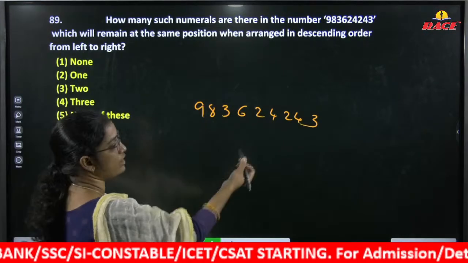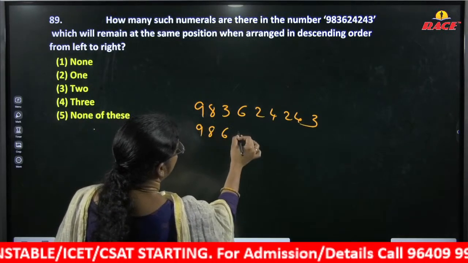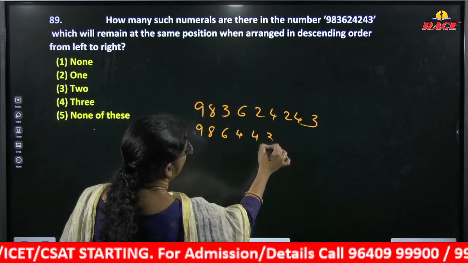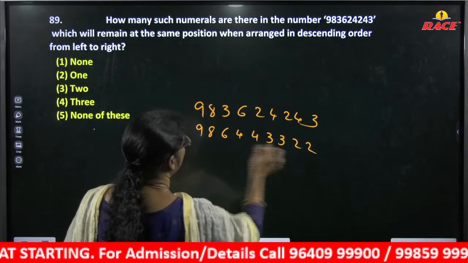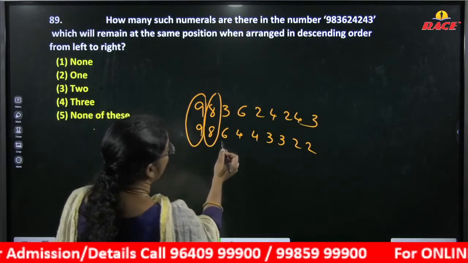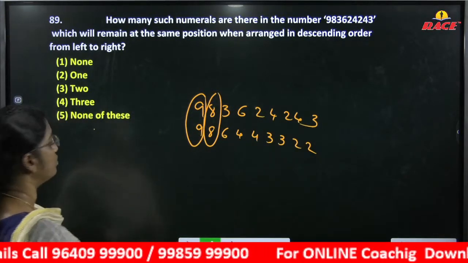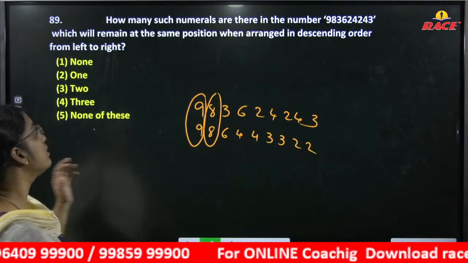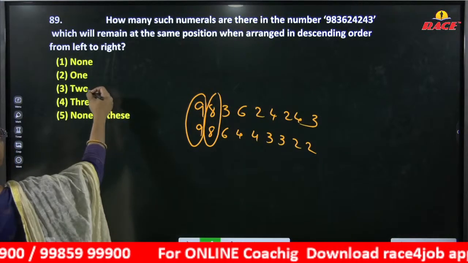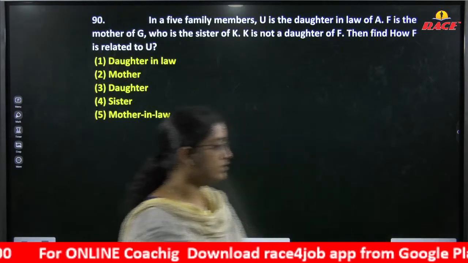First we have to write it down in descending order. So 9, 8, 6. Then we have two fours, two threes and two twos. So here 9 is in the same position, 8 is in the same position, and all the remaining change their positions. That means only two numerals are exactly matching. So our answer is 2 only. Okay, next question.